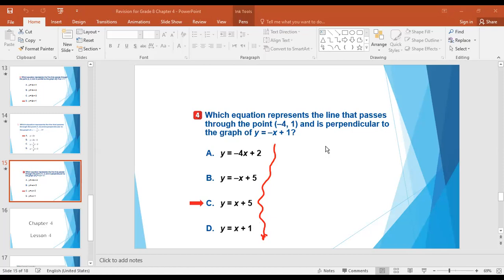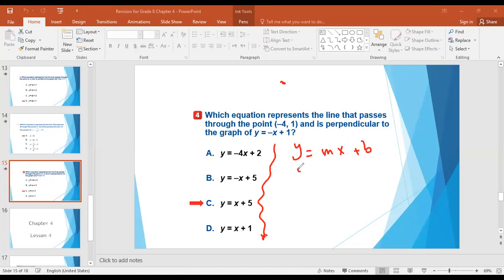Which equation represents the line that passes through the point (-4, 1) and is perpendicular to the graph of y equals -x plus 1? As it says in this sentence, perpendicular means that the slope is the negative reciprocal of the slope in the equation. Since the slope in the equation is -1, the negative reciprocal is 1. So the slope is 1.